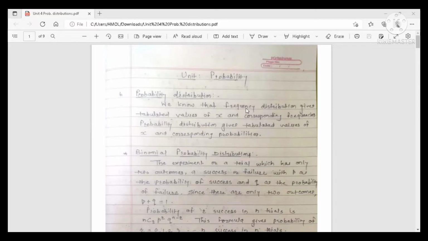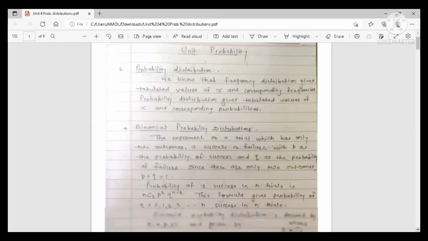In frequency distribution, with the observations, means with the values of x, the corresponding frequencies are given, and in probability distribution, with the observations, the corresponding probabilities are given. Now we are going to discuss 3 types of probability distributions in this unit. The first one is binomial distribution, binomial probability distribution.